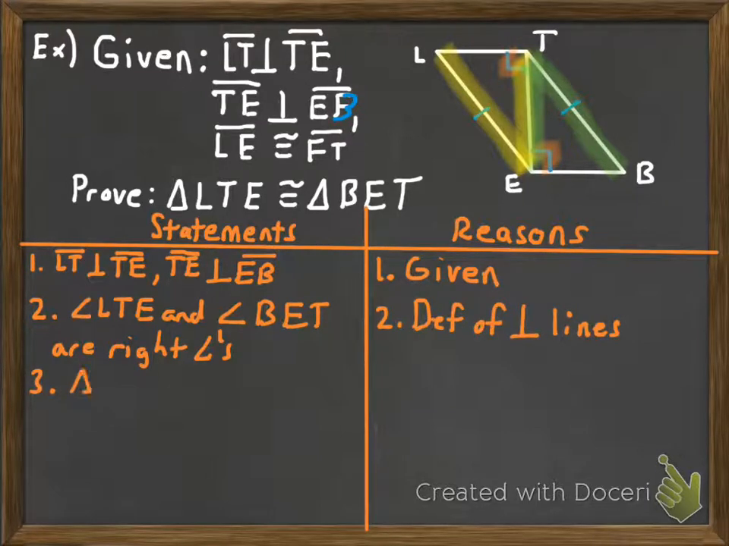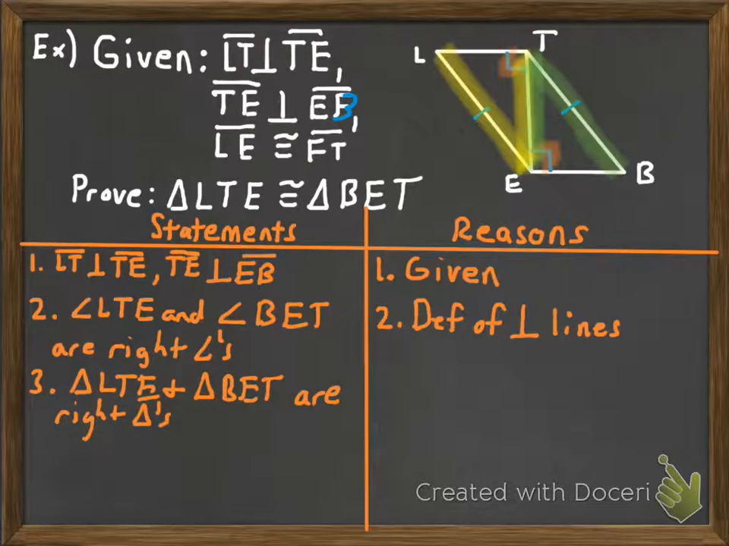And so then the triangles LTE and BET are right triangles. The reason you know that triangles with right angles give you right triangles is by the definition of a right triangle.